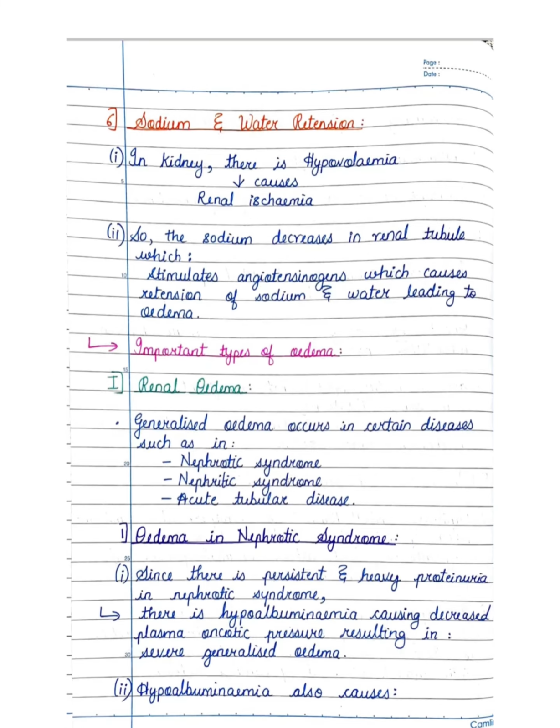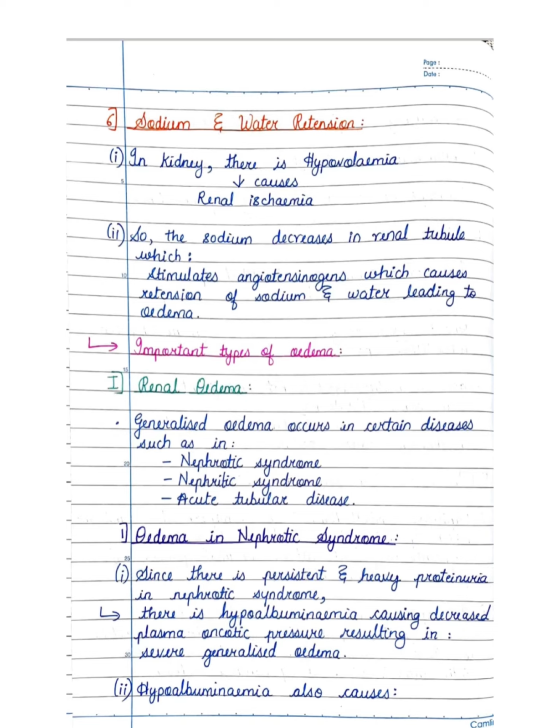Sixth is sodium and water retention. In the kidney, there is hypovolemia, which causes renal ischemia. So, the sodium decreases in the renal tubule, which stimulates angiotensinogen, which causes retention of sodium and water, leading to edema. Important types of edema. First is renal edema. Generalized edema occurs in certain diseases such as nephrotic syndrome, nephritic syndrome, and acute tubular disease.